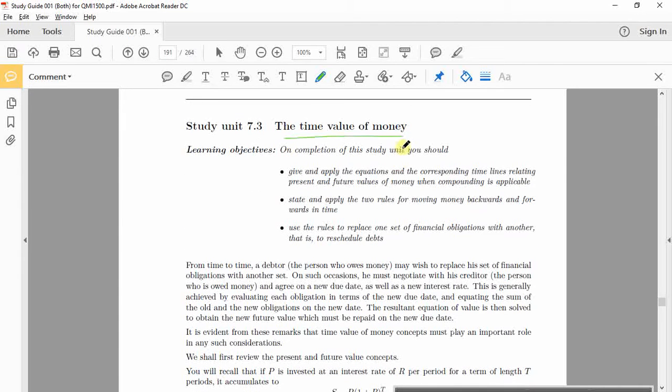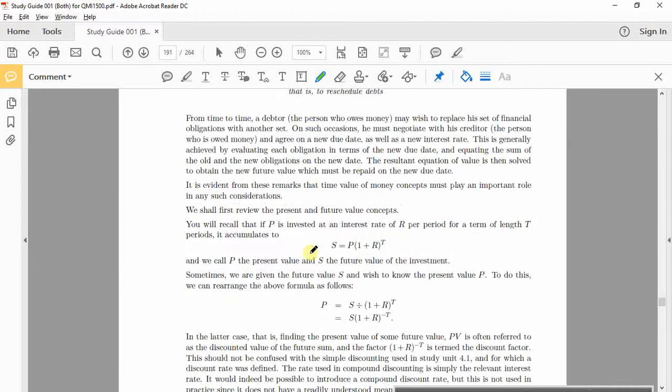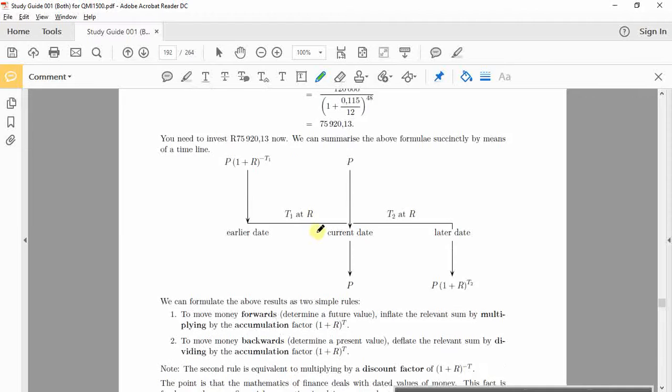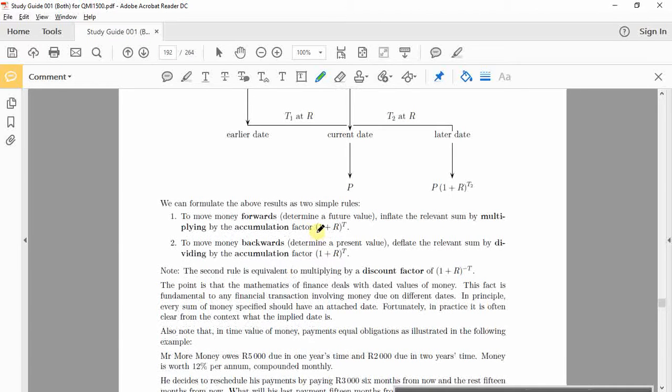Time value of money we've discussed. That should actually have been earlier on, because this is the time value of money, moving things backwards and forwards. They've given you equations there for future value and present value. S is future value, P is for present value. Moving things forward or backwards.